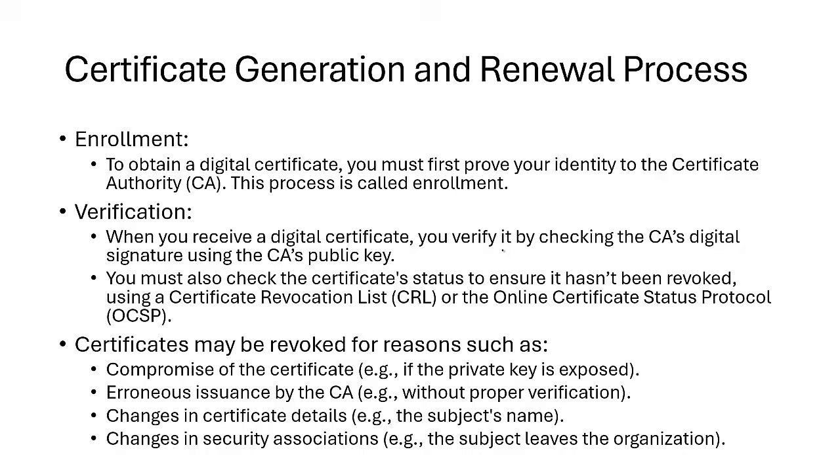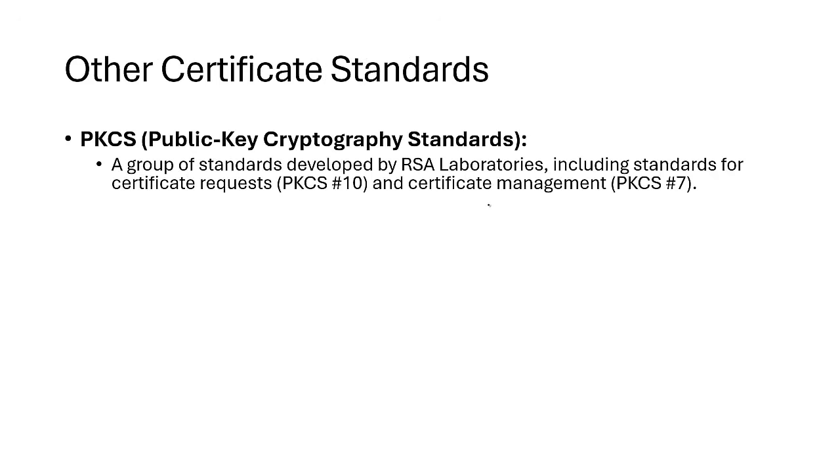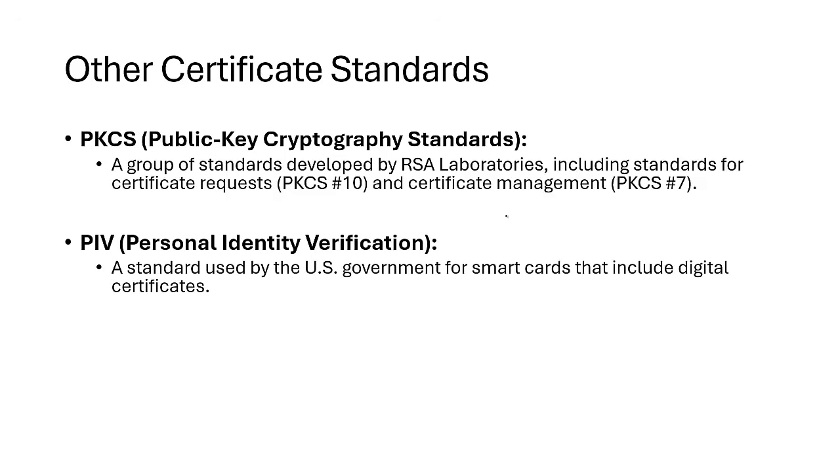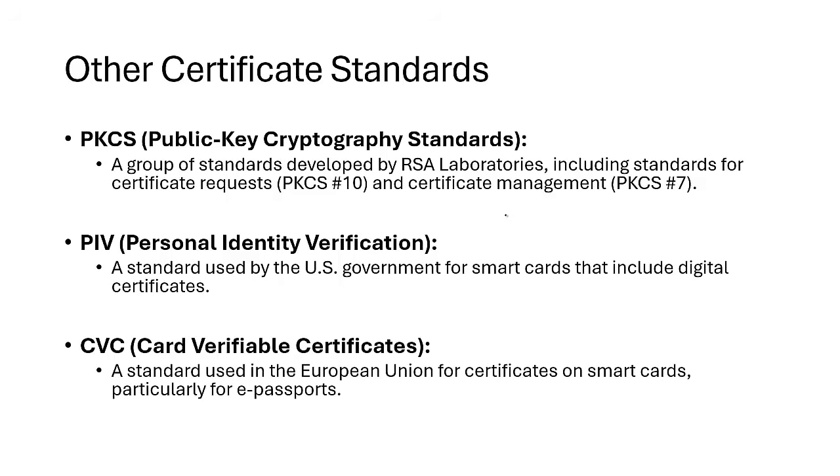Now we have different types of certificate standards. The first is PKCS, Public Key Cryptography Standard, used for certificate management, like RSA Laboratories use. Second is the PIV certificate, Personal Identity Verification, a standard used by the US government for smart cards. Third is the CVC, Card Verifier Certificate, a standard used in the European Union for certificates on smart cards, particularly for e-passports. So certificates are not only about CISSP; they are used in information security and physical security also.